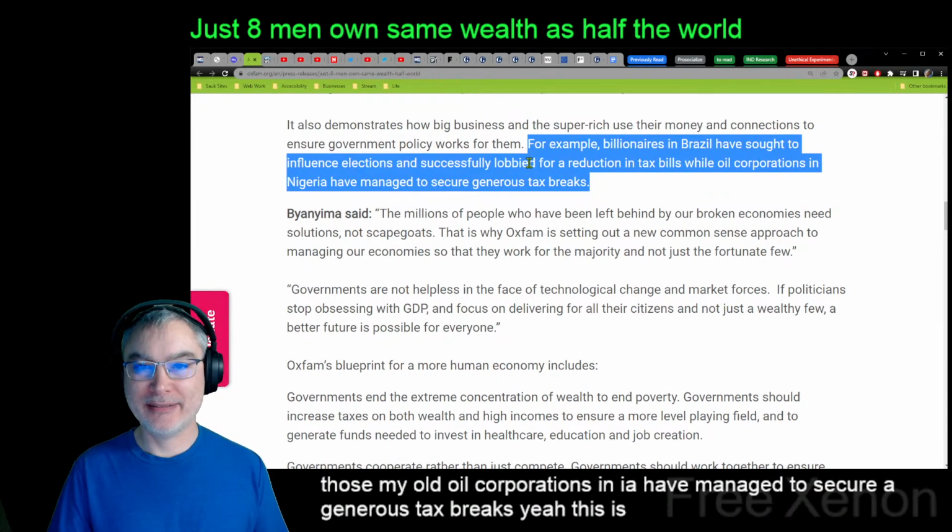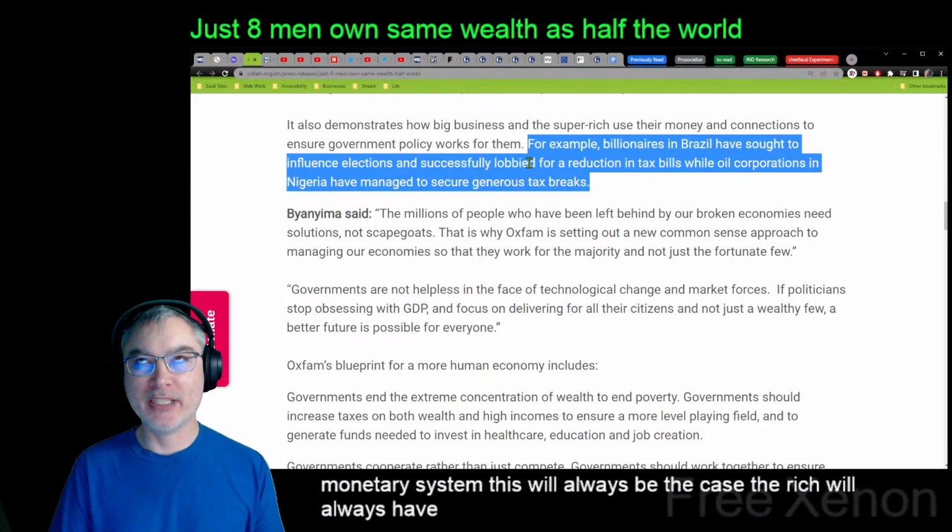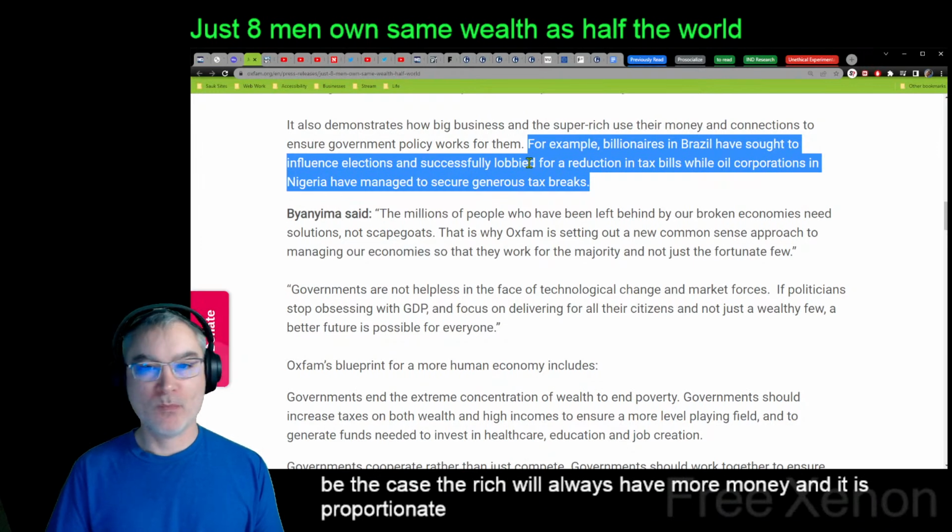Yeah, as long as we're within a monetary system, this will always be the case. The rich will always have more money and a disproportionate influence upon the political structure.